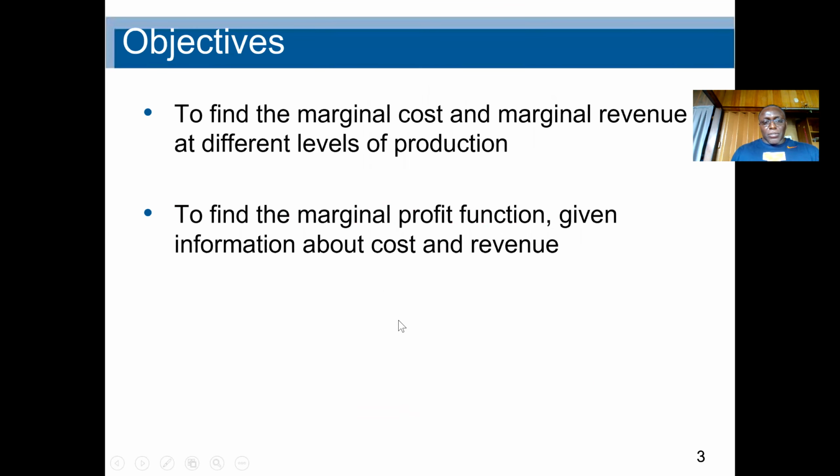So our main objective is how to find the marginal cost, also marginal revenue at different levels of production. Anytime we are looking for marginal cost or marginal revenue, it means we have to look for the derivative of the function, and that will give us the marginal cost or revenue function. Then at any number of units or products, we are going to find the marginal cost or the revenue of it.